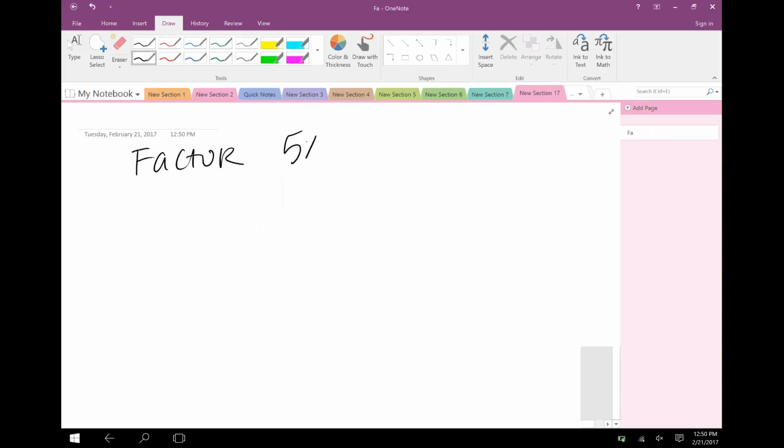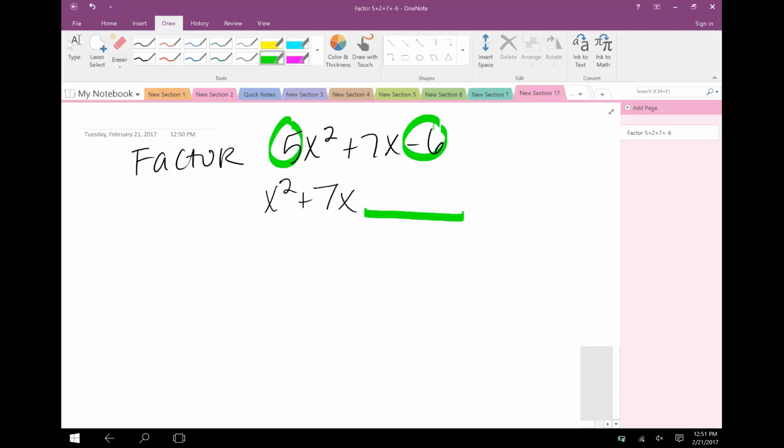Factor 5x squared plus 7x minus 6. We don't have a leading coefficient of 1, so we're going to do what I call bottoms up, or some people call it slide and divide. We're going to start by getting a new, simpler trinomial to work with. So we're going to drop the x squared, keep my plus 7x, but the number that goes here is going to be found by multiplying a times c. So 5 times negative 6 is negative 30.